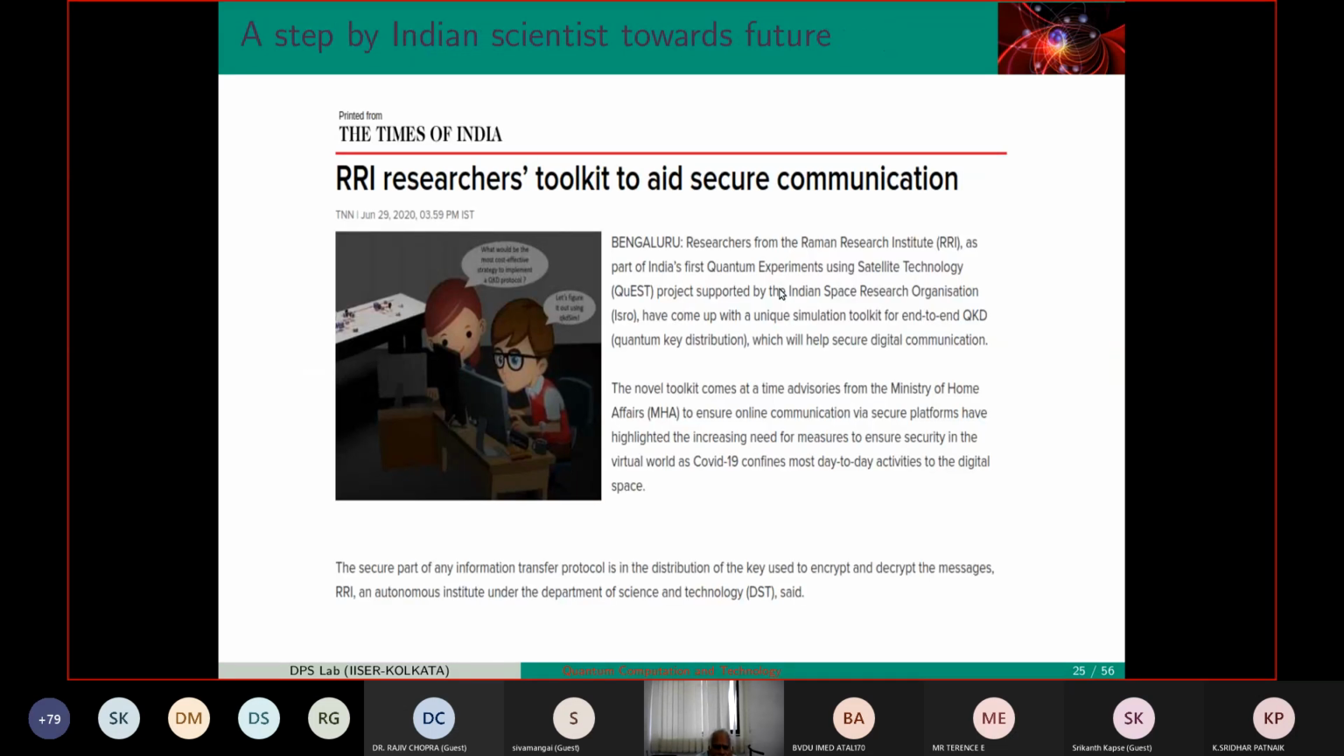Now, in India, as I told you, there is the Physical Research Laboratory and the Raman Research Institute, with Professor Urbasi Sinha. They have a collaboration with Canada on satellite technology, and they have come up with a quantum key distribution protocol. These are the kind of efforts coming from India.